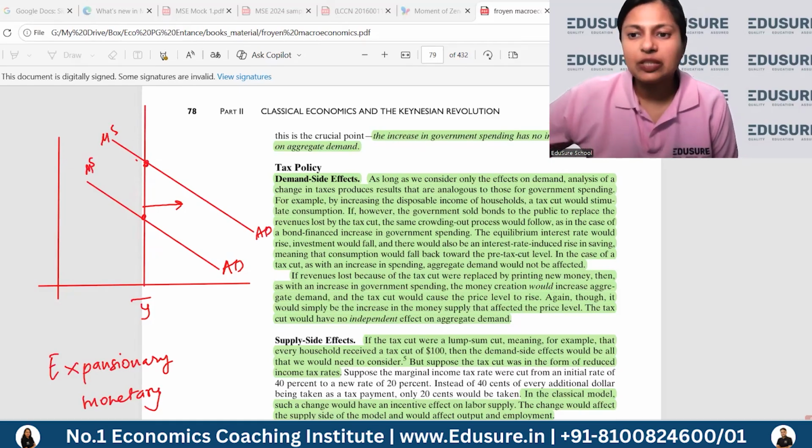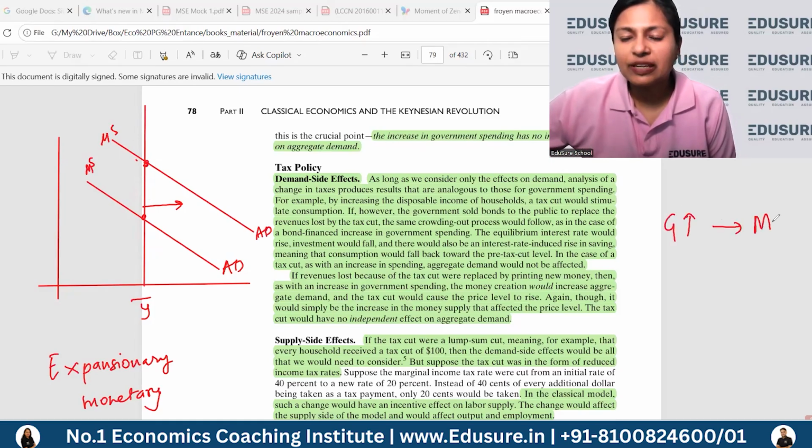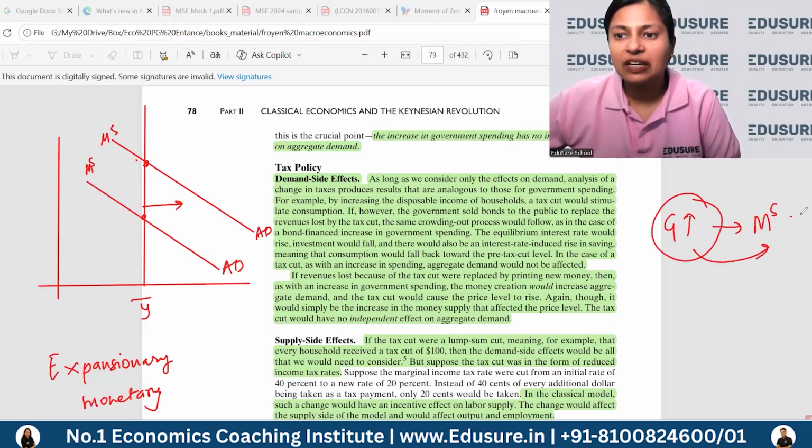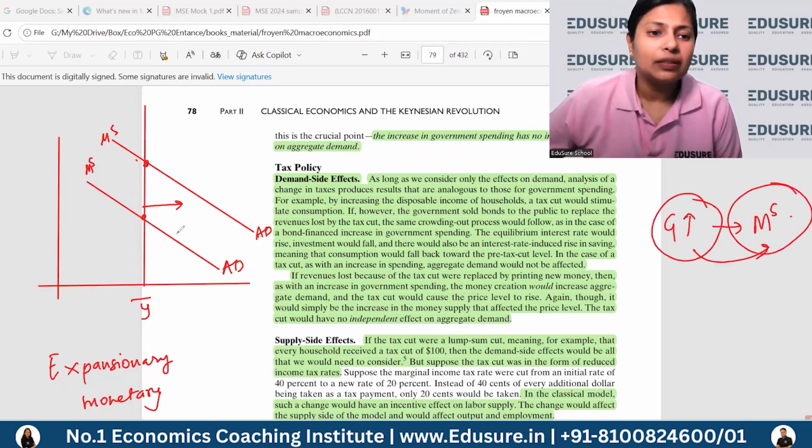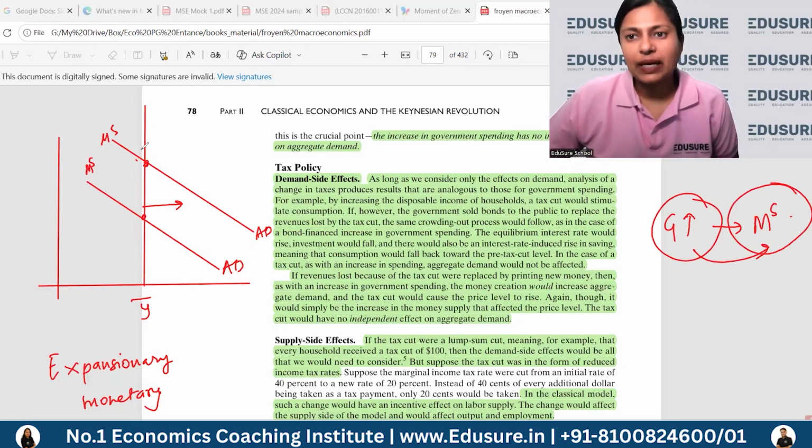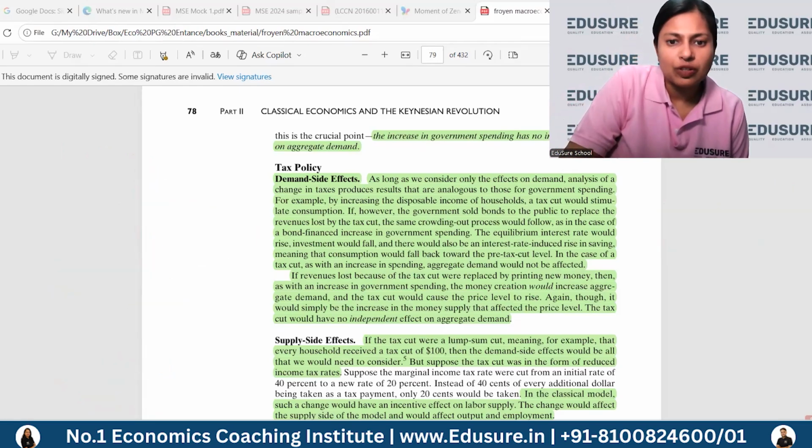And if you increase government spending, but to meet the deficit you increase the money supply, same thing. The aggregate demand will go up by the amount of increase in government spending and the amount of increase in money supply. The aggregate demand will go up, but it will only be matched by an increase in price, and nothing will happen to output. So that is how the classical model works.